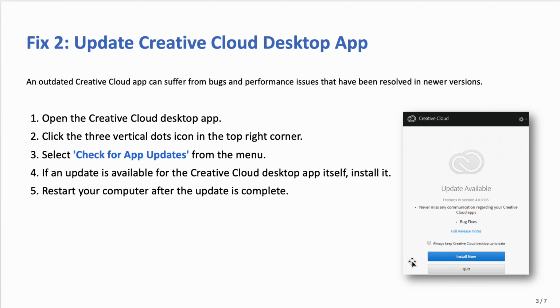Another thing, guys, update your Creative Cloud app. An outdated Creative Cloud app can suffer from bugs and performance issues that have been resolved in a newer version. So open your Creative Cloud desktop app, click the three vertical dots icon in the top right corner, and select Check for app updates from the menu. If an update is available, install it and restart your computer after the update is complete. Okay.